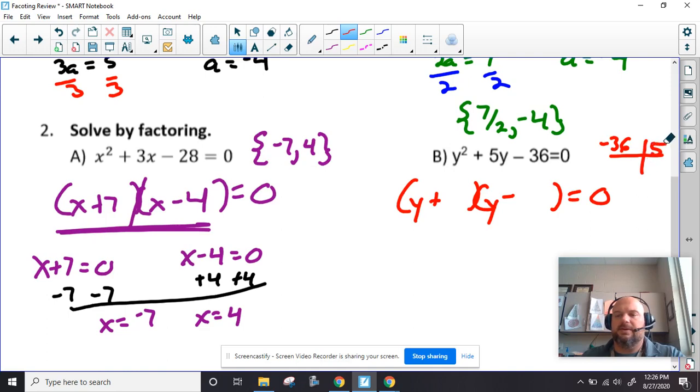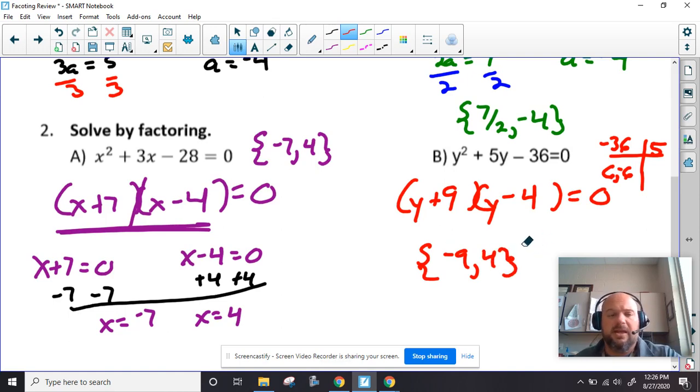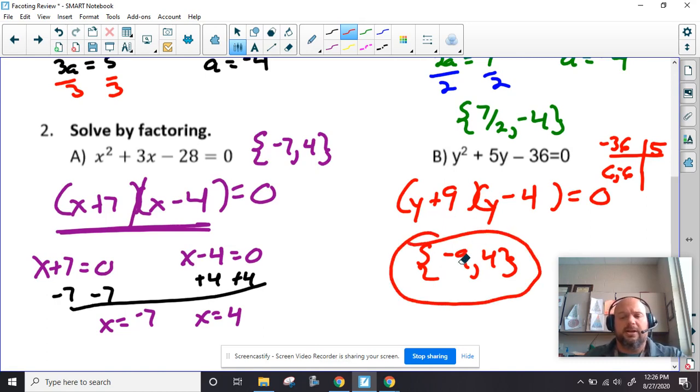All right. -36, +5. A lot of people think of 36, they think of 6 and 6. Bigger number is going to be positive. It doesn't matter, they're both the same. That gives us 0. Believe it or not, our factors of this are going to be 9 and 4. So if you were to solve this all the way through, it's going to be -9 and +4. Don't believe me? Go ahead and finish it out on your paper. But that's going to be it. Trust me. Your answer is the same numbers, opposite signs when you get it into this factored form.